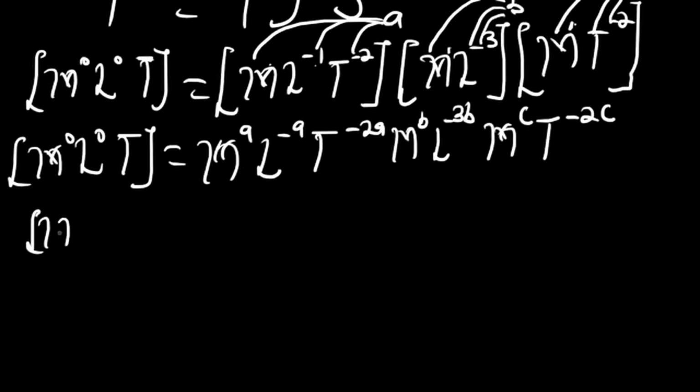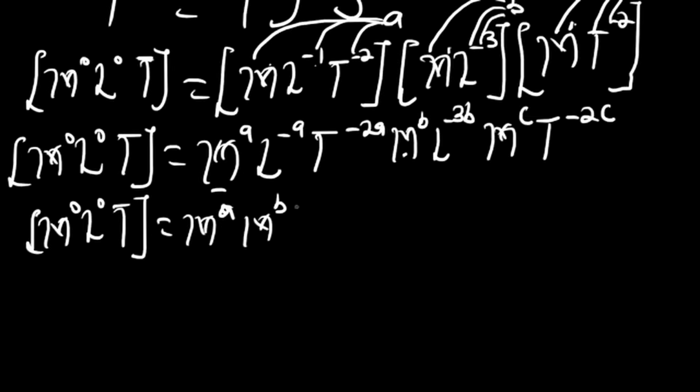And we have M to the power of 0, L to the power of 0, and T, this is equal to, so I'll pick this M. We now have M to the power of A. Pick this M again. This gives us M to the power of B. And I'll pick this M here. We now have M to the power of C.